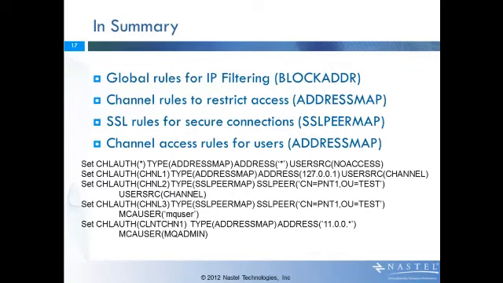And so finally, we put all these together. We've got the global rules for filtering with block addr. We've got restricting access using address map or user mapping. We've got SSL rules for mapping who can connect securely with the SSL peer map. And then we can permit the right users to use the channels, again using the address map as an example. When you put all these together, you can lock things down relatively securely, not letting anybody have access except the ones that are supposed to have access.